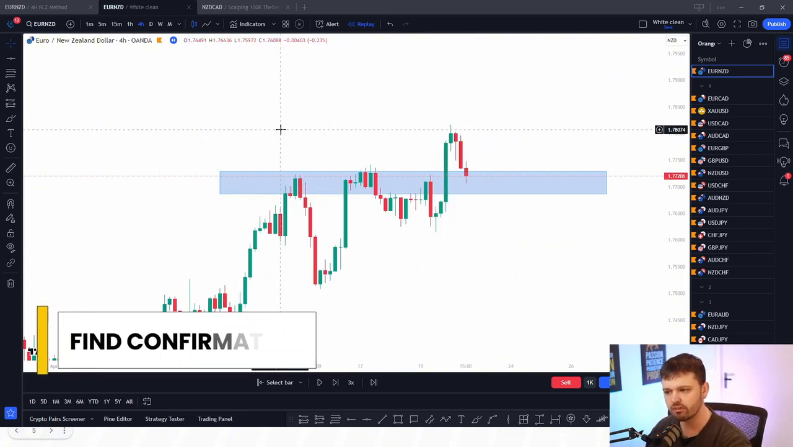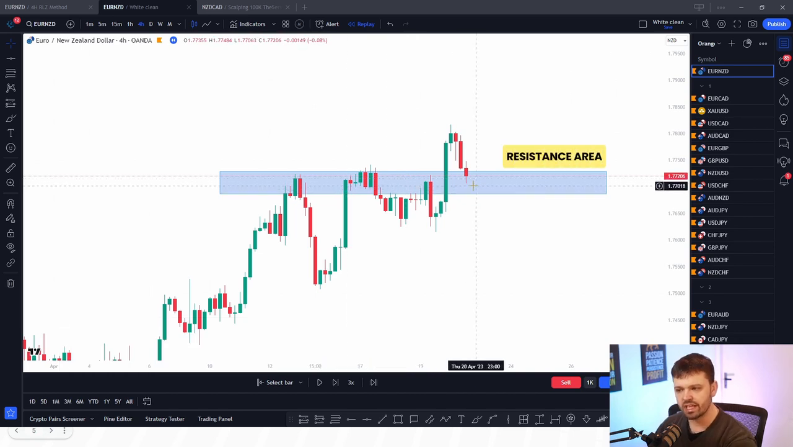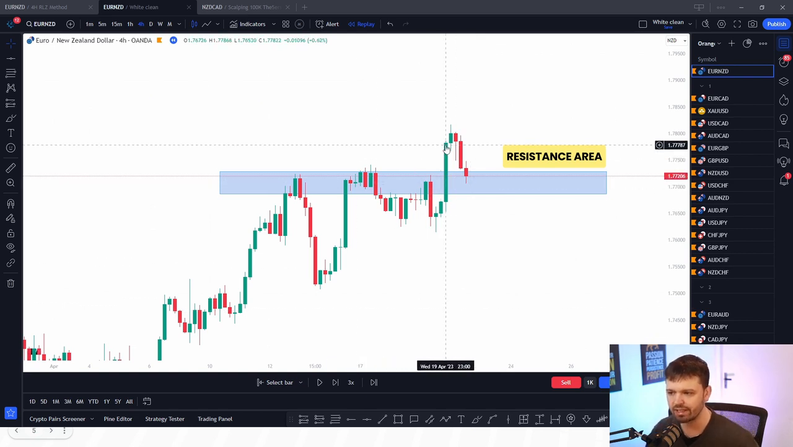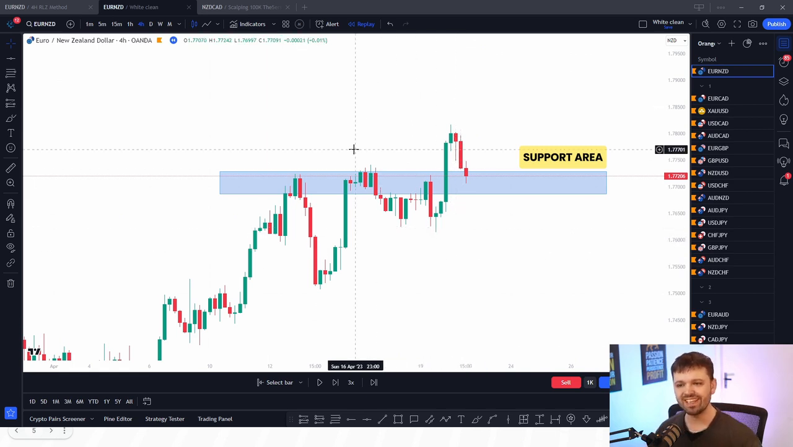Well, you need confirmation that price is reacting to this area as support, because remember, we're looking at a horizontal resistance level. Price is breaking the resistance level to the upside, and now we know there's a probability that this previous resistance area is now going to act as support, and we need some sort of confirmation for that to happen.